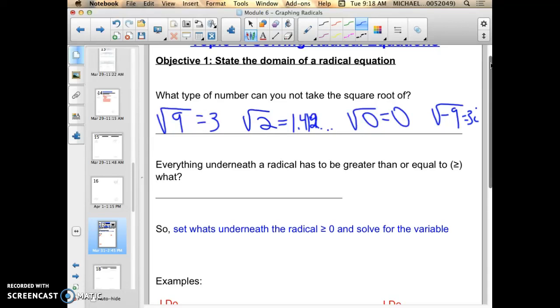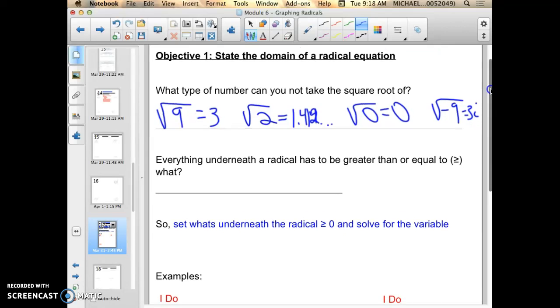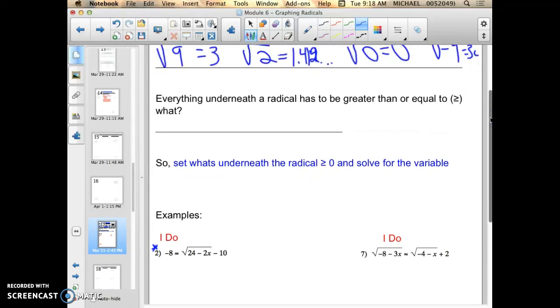But for the purpose of solving equations, that can't exist because you can't technically take the square root of a negative number. And so everything underneath the radical has to be greater than or equal to something that's not negative. And the lowest number that's not negative is 0. So everything underneath the radical has to be greater than or equal to 0. So x can't be a number that would make the radical negative. It doesn't work.